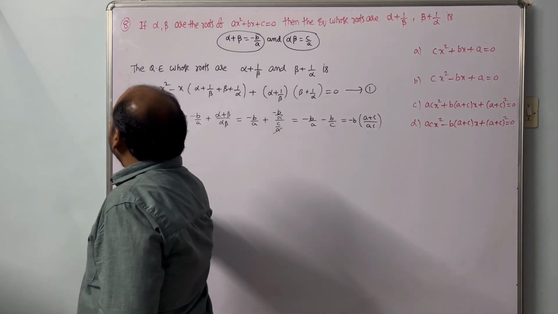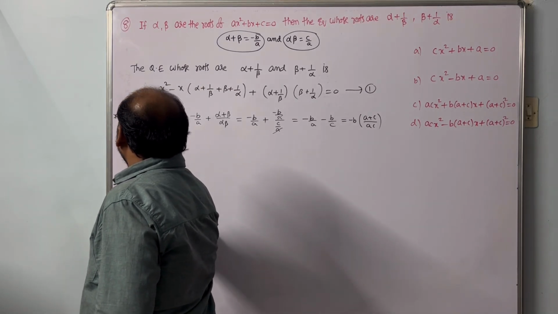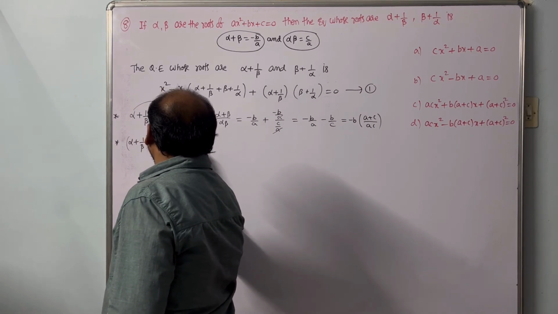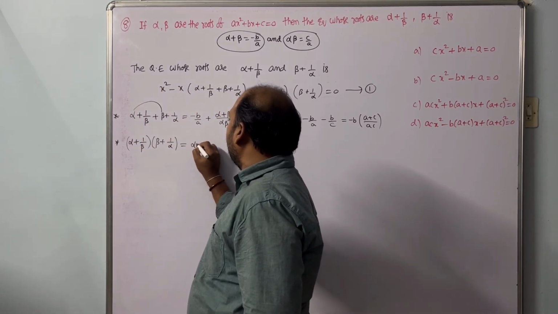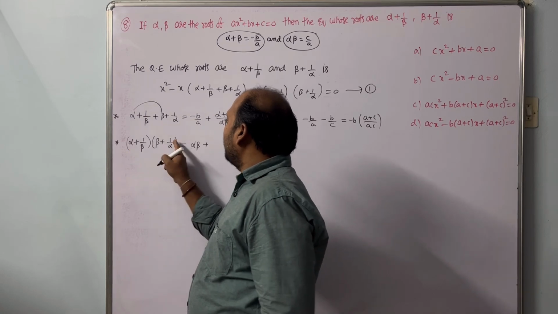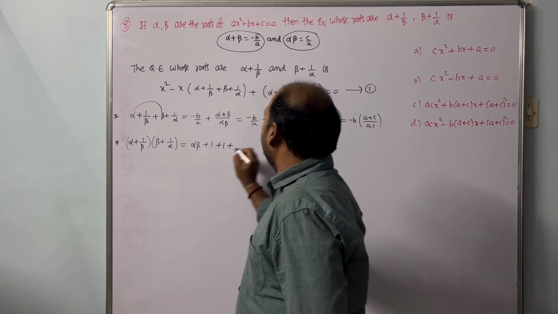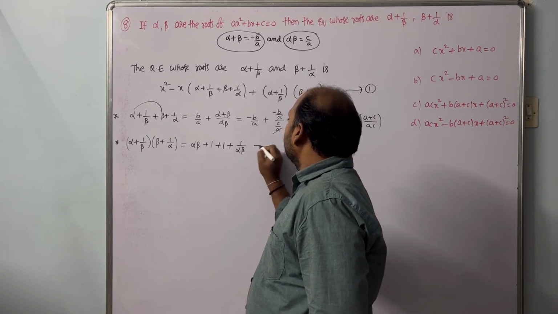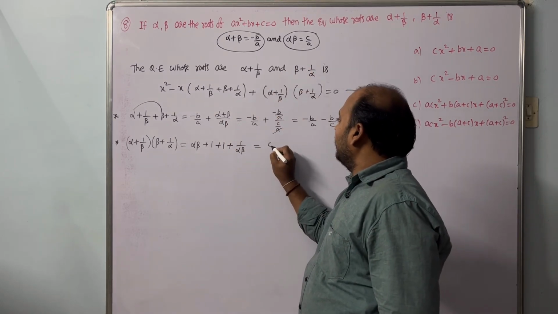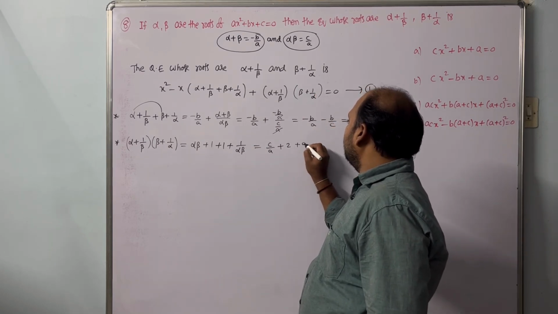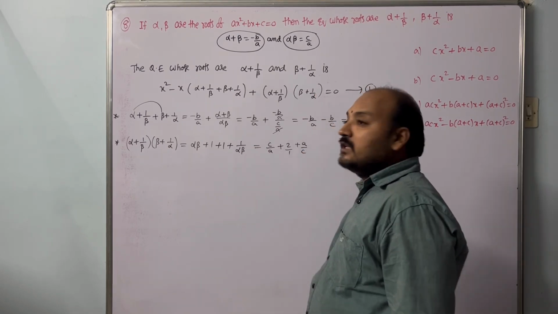Now product of the roots. Product of the roots is what? Alpha plus 1 by beta into beta plus 1 by alpha. Actual multiplication: alpha into beta, alpha beta. Alpha into 1 by alpha, 1. Beta into 1 by beta, 1. Beta into 1 by alpha beta. So alpha beta equal to c by a plus 2. 1 by alpha beta means a by c. So take the LCM, it is ac.